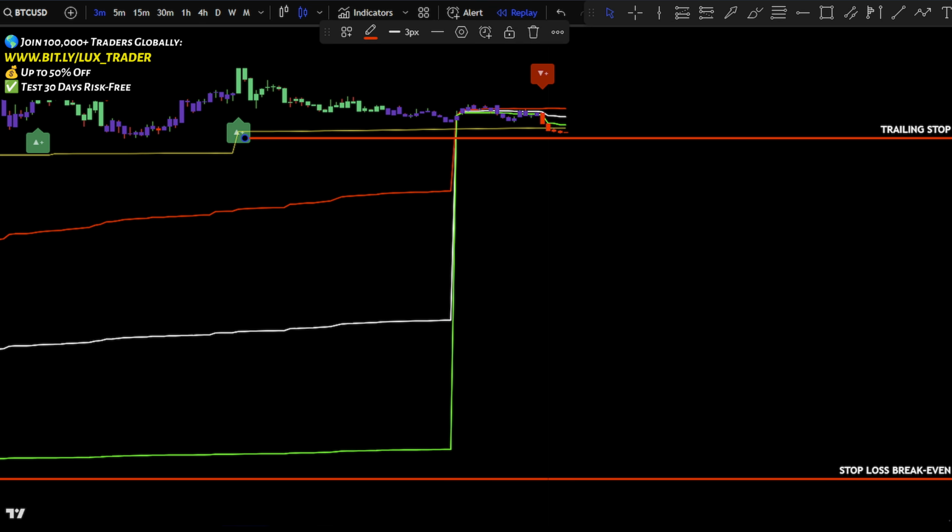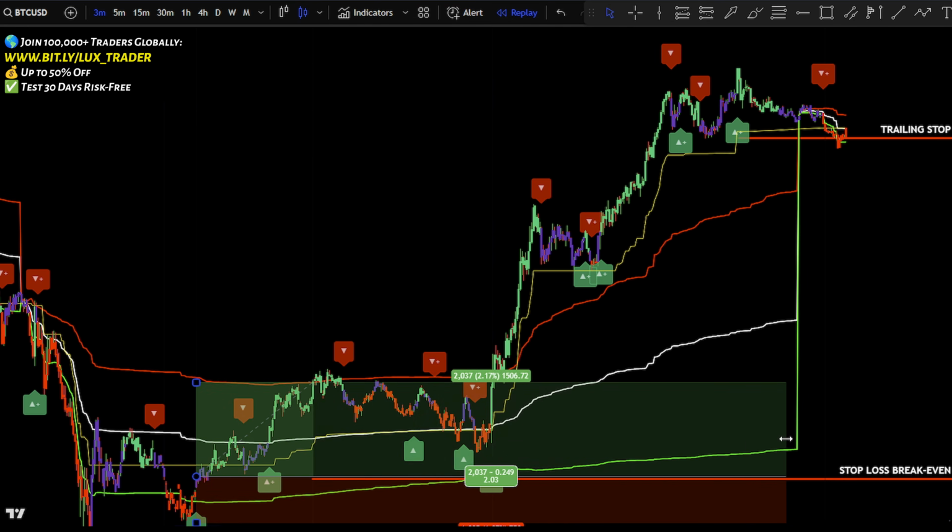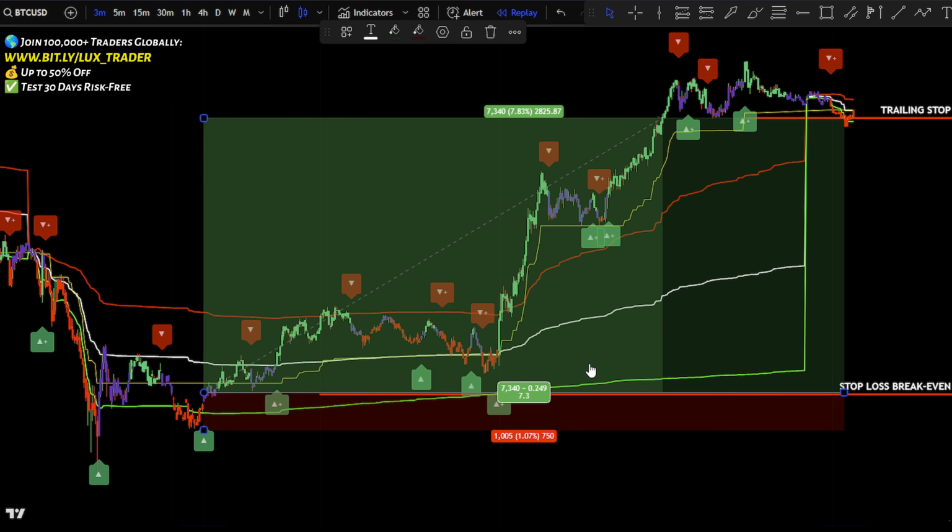And take a look at this. In this example, we secured an incredible winning trade with a risk-reward ratio of almost 1 to 17. That's absolutely insane, guys. And here's another buy setup.